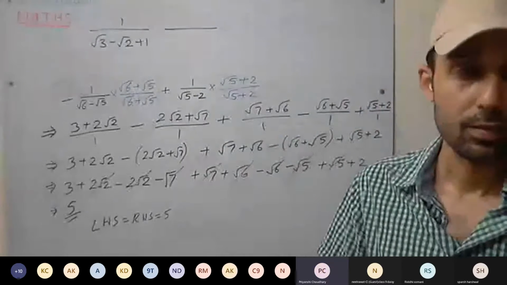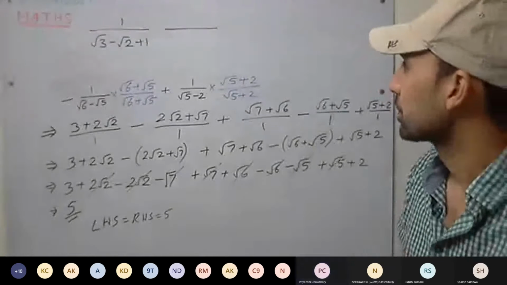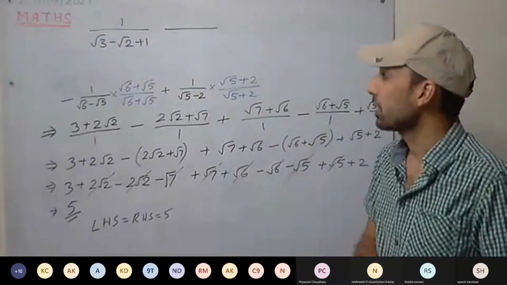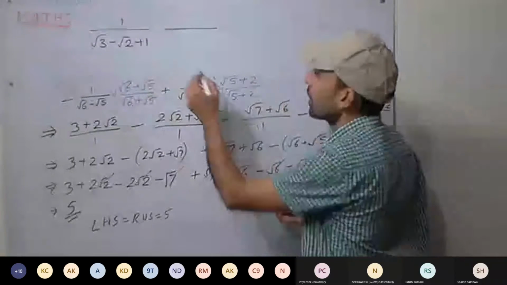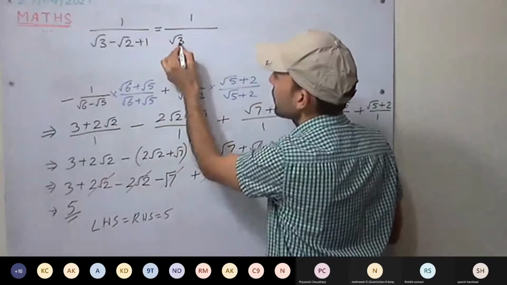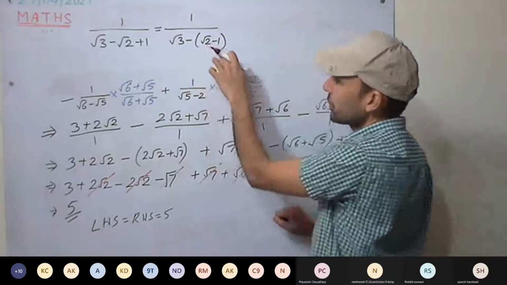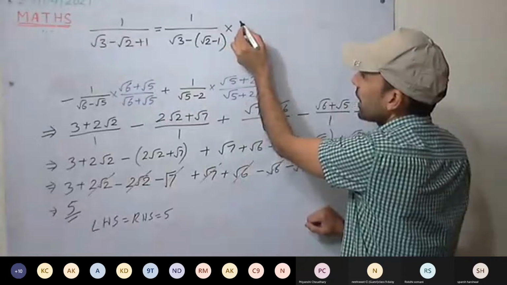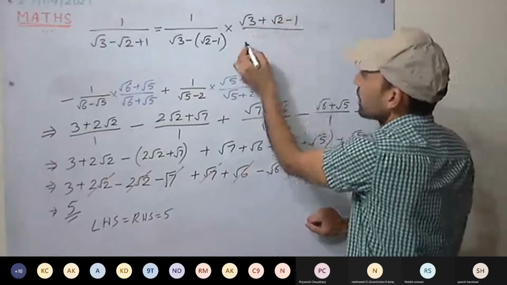Sir, we will take root 3 minus root 2 as A and plus 1 as B. Okay, so all using that one. Or say here, minus is there. I can use this one equal to 1 upon root 3 minus root 2 minus 1. It is easier to solve this one. You can write it like this. Now rationalize root 3 plus root 2 minus 1.